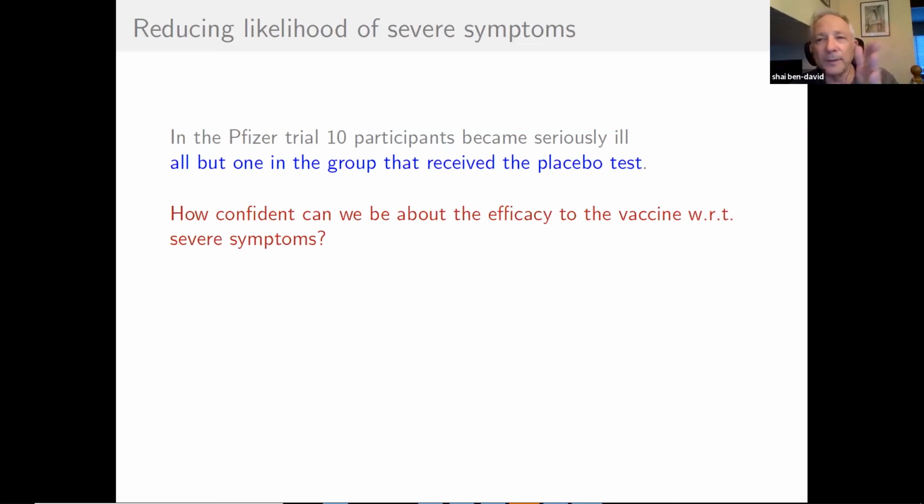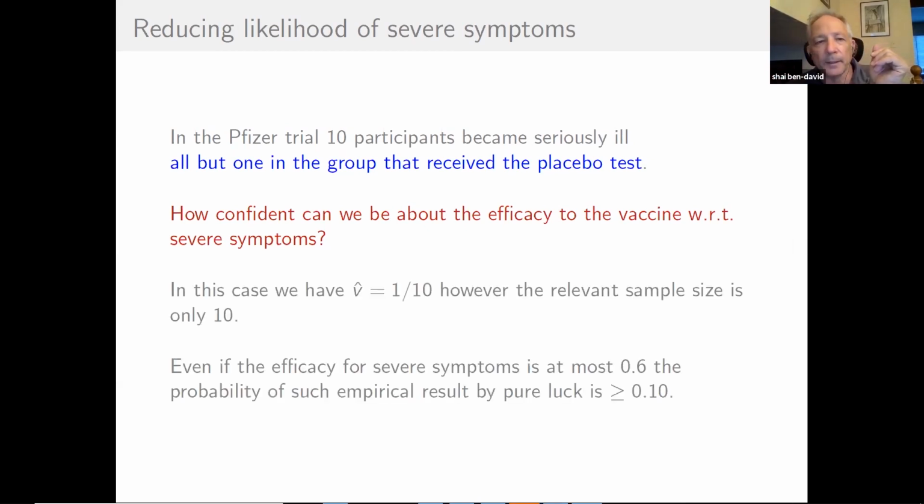But note that now, although the ratio looks very extreme, our denominator, the number of patients that came to the hospital with severe symptoms, was only 10. So the sample size that we are dealing with is much smaller. So in this case, V, the probability of seeing someone who got the vaccine among the severe symptoms cases is 1/10. And if we even assume that the vaccine is less than 0.6 protective, we'll still have a probability of more than 0.10 to get such results.